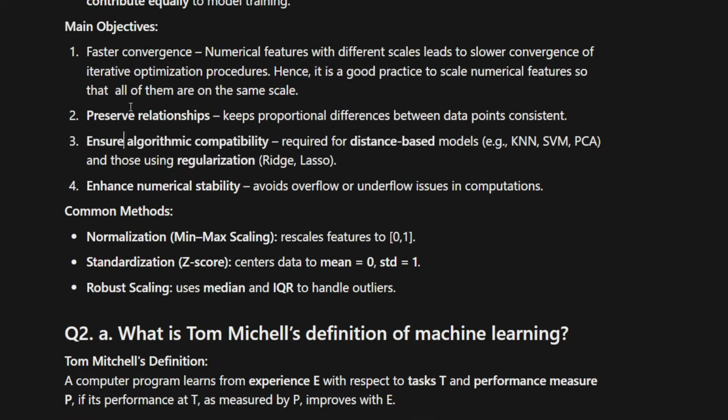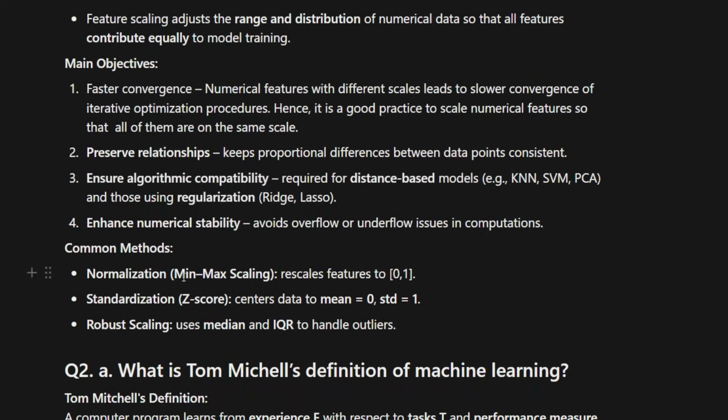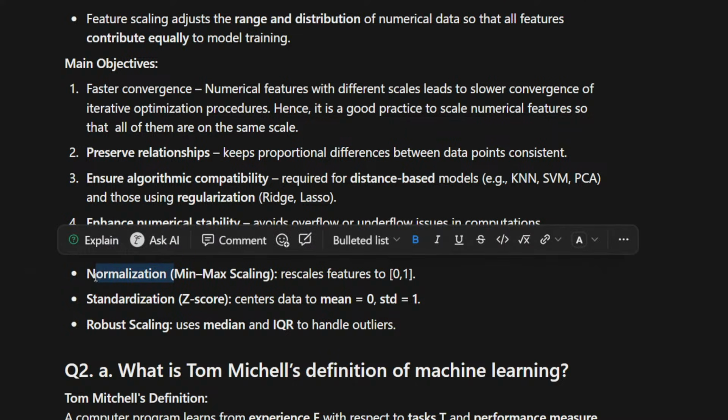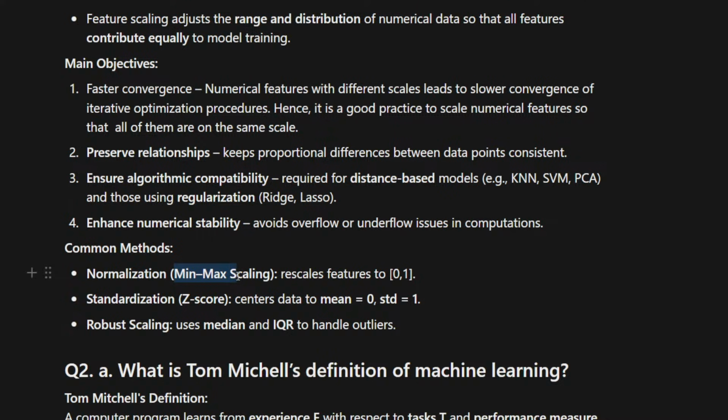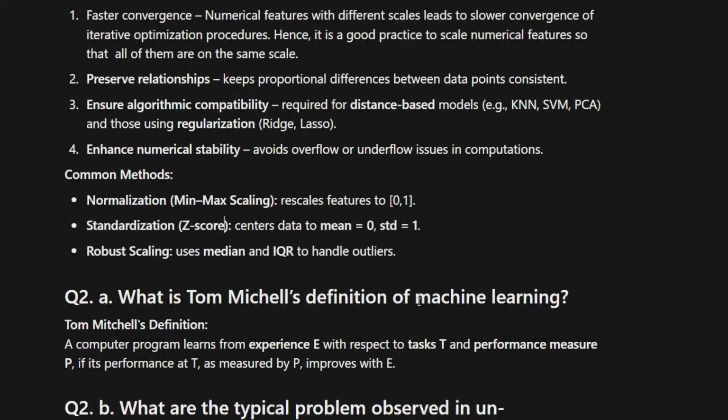Common methods for scaling: normalization, standardization, and robust scaling. Normalization is nothing but min-max scaling. Min-max scaling will rescale the feature to the 0 to 1 range. Standardization is z-score normalization, z-score scaling. It centers the data such that the mean is 0 and standard deviation is 1. The next one is robust scaling, which uses median and IQR to handle outliers.